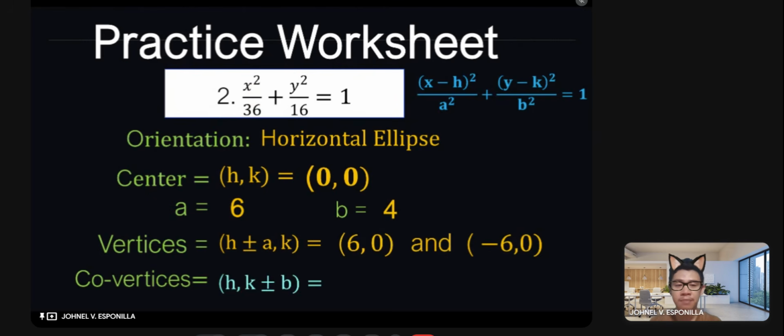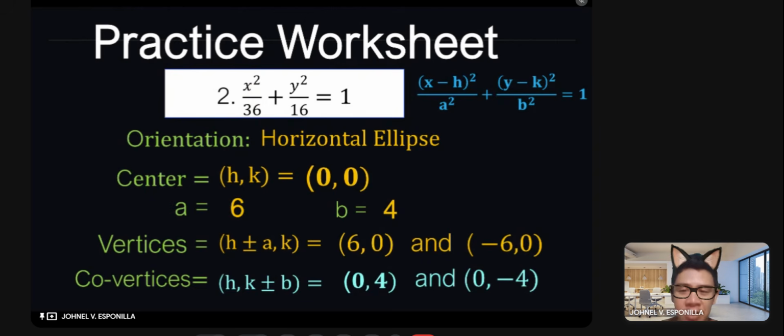So, plus minus na lang po yung b, no? Kasi the origin naman yung center. So the co-vertices are 0, 4, and 0, negative 4. Ito na po yung sagot ng ating number 2. Kuha po ba? How about number 3?